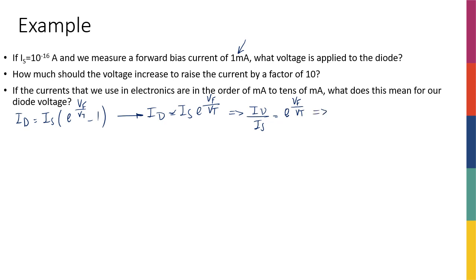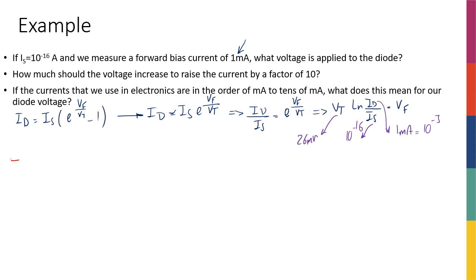And from there I can say that VT times ln of ID over IS is equal to VF. So I found an equation that is basically based on VF. So I have ID, it's given to me. It's 1 milliamp. And IS is also given to me, 10 to the negative 16 amp. So ID is 1 milliamp, or 10 to the negative 3 amperes. And I know how to take the ln, and I know VT is equal to 26 millivolts. Okay, so I can actually calculate this VF.